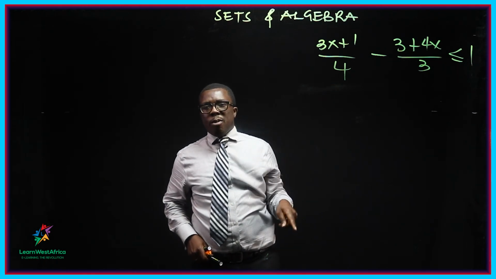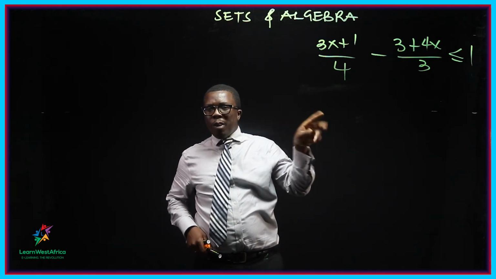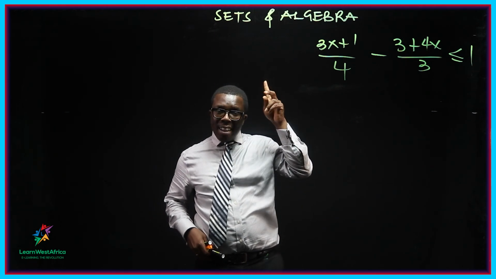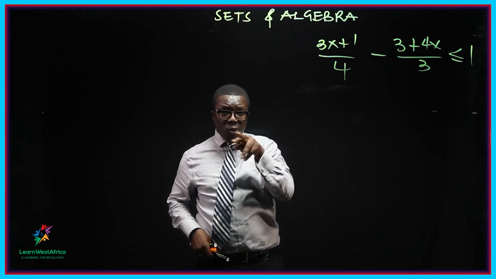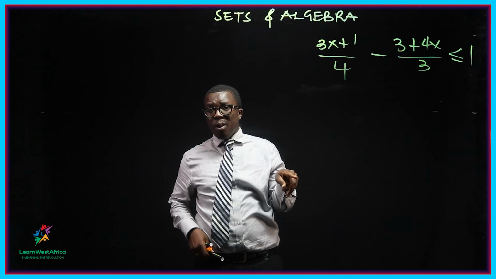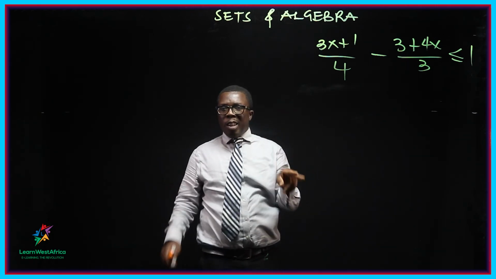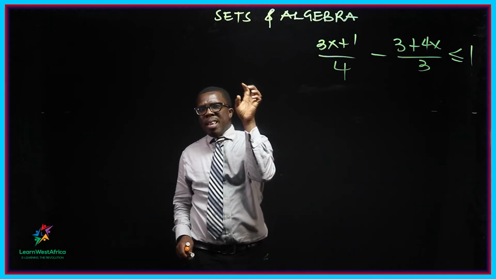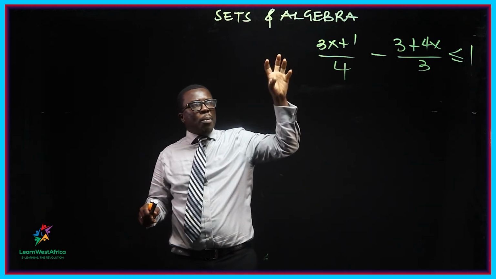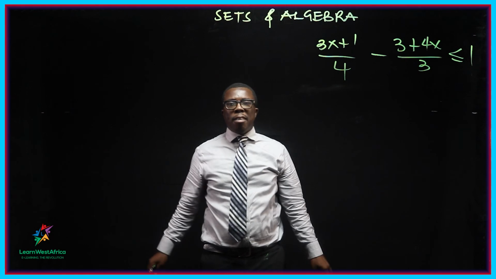Anytime you have more than one fraction, look for the LCM of the denominators of the two fractions. The LCM is the lowest common multiple. Then you multiply each term by the LCM.